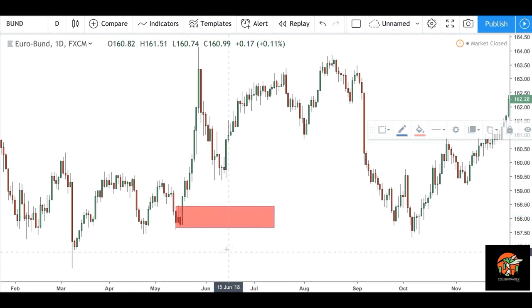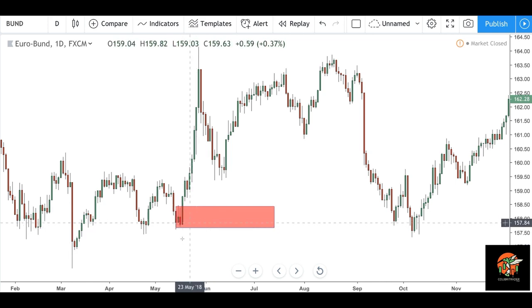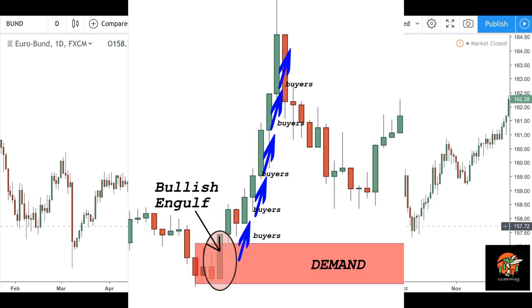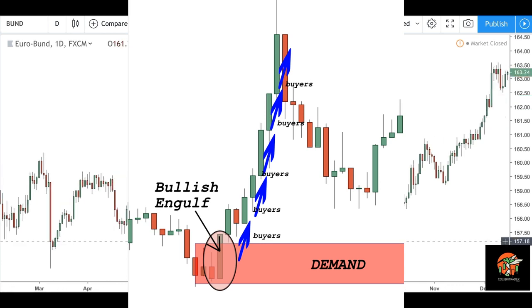demand zone here, you can see that another confirmation that this is a valid demand zone is literally after the completion of this demand zone. You have a very strong price action, and this is seen here by this green candle, then followed by all of those candles to the upside, and you can see that for, I don't know, maybe 5-6 trading sessions, you had the price shooting from 158 to 164.